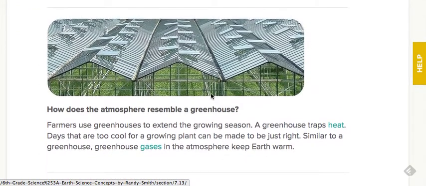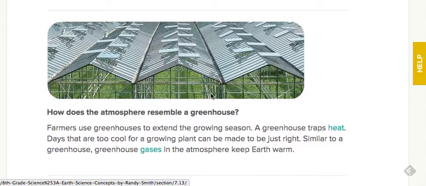How does the atmosphere resemble a greenhouse? Farmers use greenhouses to extend the growing season. A greenhouse traps heat. Days that are too cool for a growing plant can be made just the right temperature. Similar to a greenhouse, gases in the atmosphere keep the Earth warm.